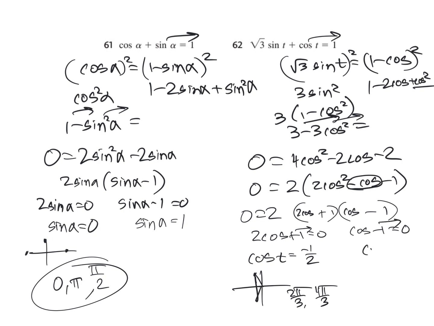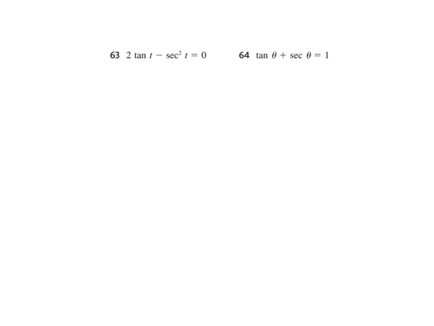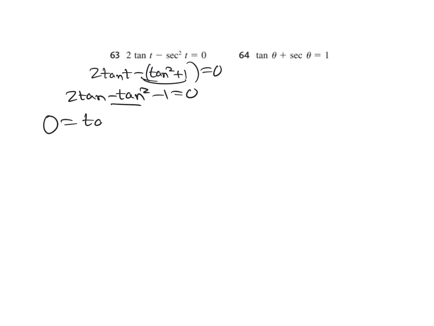Add 1. So where's the x value equal to positive 1? X is 1 there at 0. So 0, 2 pi over 3, and 4 pi over 3. Again, we're not checking for extraneous solutions. 63. Secant squared, 2 tangent of t. Secant squared is tangent squared plus 1. Okay? Distribute the negative 2 tangent minus tangent squared minus 1 equals 0. So let's move everything to the right side so we have a positive tangent squared.